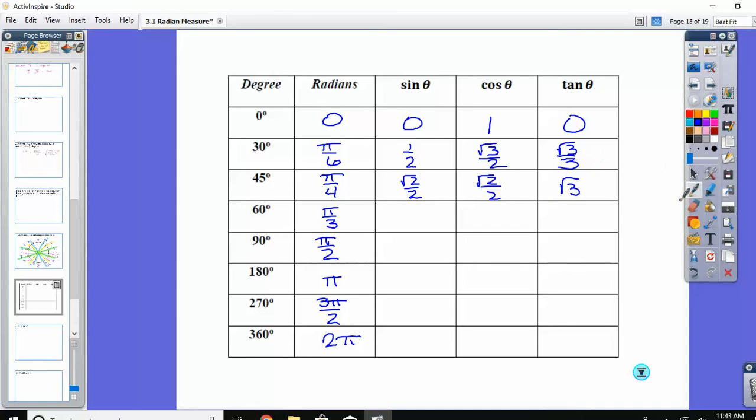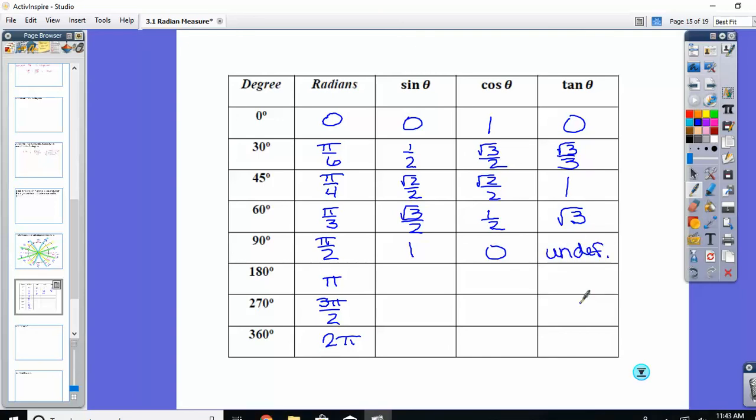So, yeah. I think I switched to 60 for some reason. Thank you. I did that on purpose, making sure you're paying attention. Okay. At 60, sine is radical 3 over 2. Cosine, 1/2. Tangent, radical 3 over 1, so radical 3. At 90, sine is radical 4 over 2, so 1. Cosine, 0. Tangent, undefined.